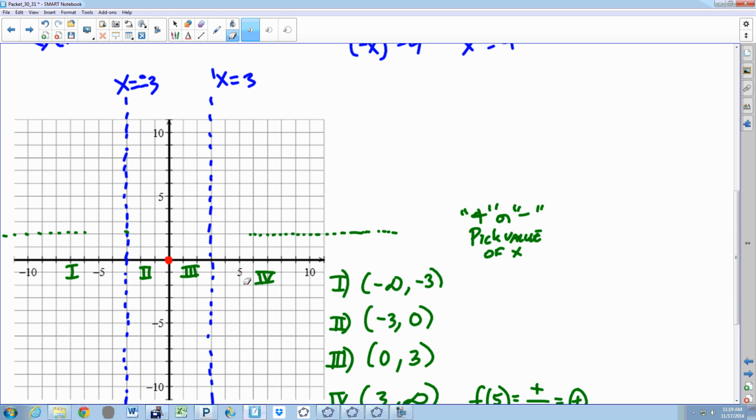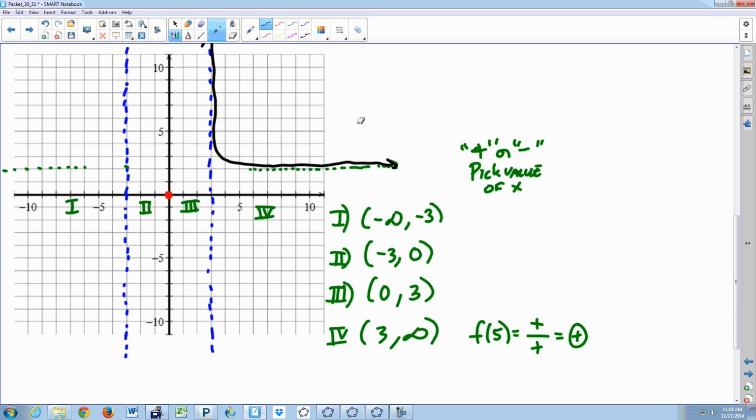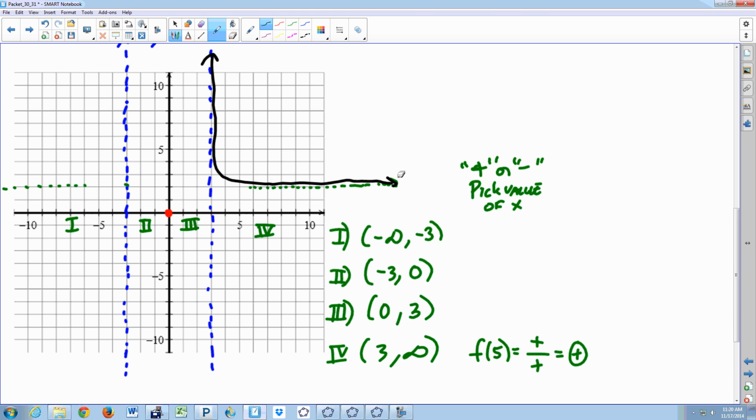So to graph this part of my function, when I'm way out here, I'm hugging that horizontal line y equals 2. And I'm going to hug it, hug it, hug it. And as I get close to my vertical asymptote, I go up to positive infinity because that's what this tells me to do. I'm always going to be positive. That means that this part of my graph is above my x-axis, but because I have this horizontal asymptote, that graph is going to look like this.